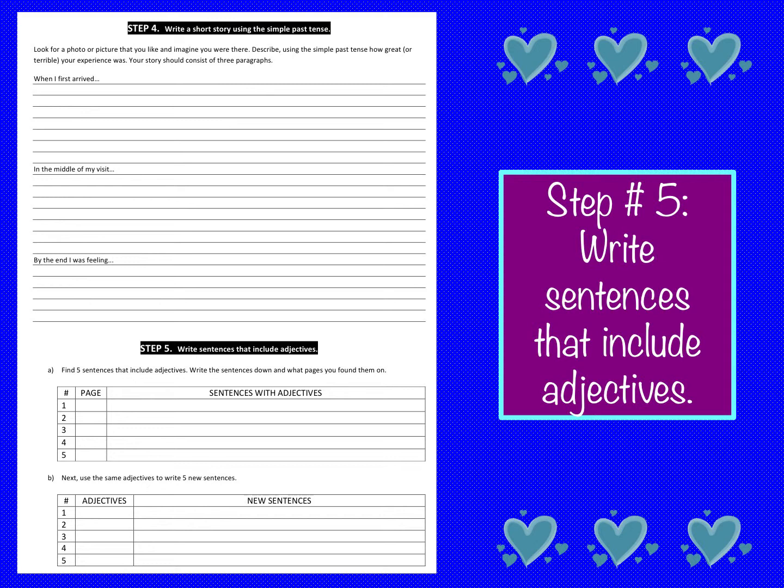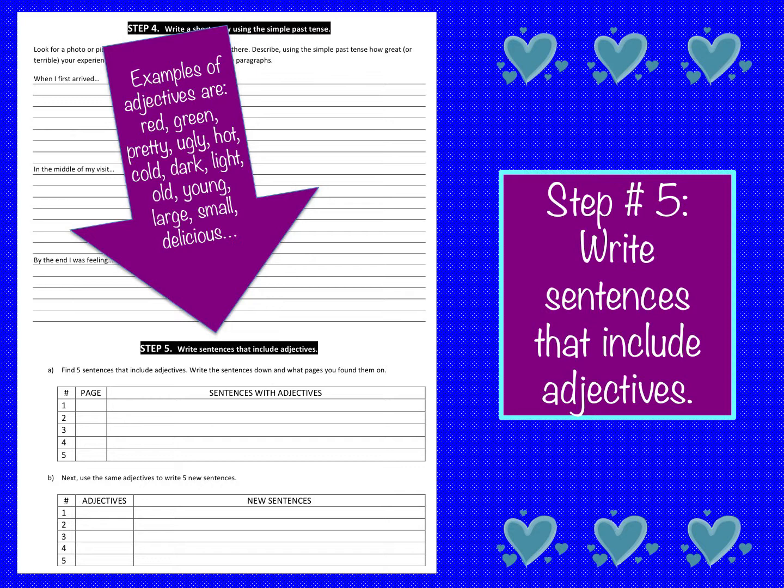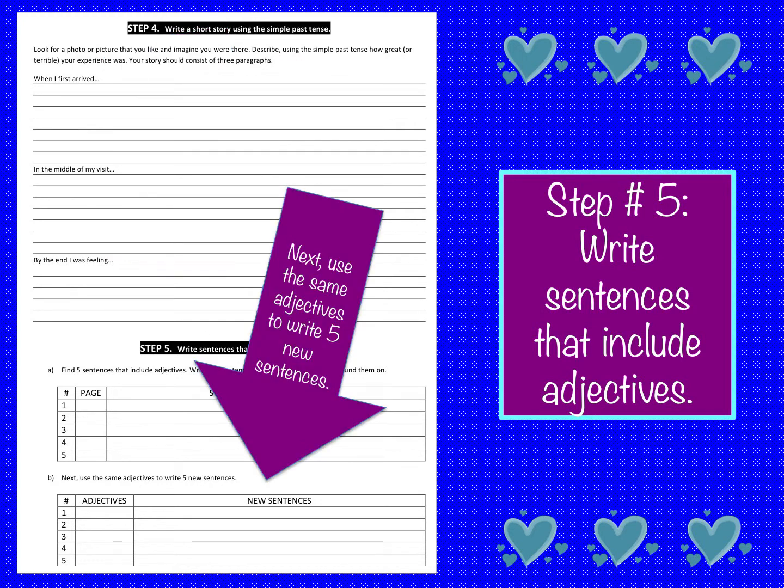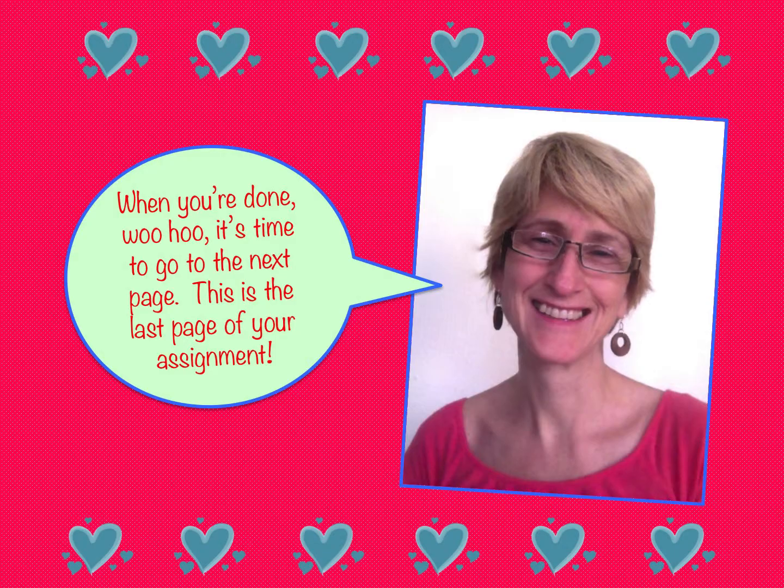Step 5. Write sentences that include adjectives. Examples of adjectives are red, green, pretty, ugly, hot, cold, dark, light, old, young, large, small, delicious. Next, use the same adjectives to write 5 new sentences. When you're done, woohoo! It's time to go to the next page. This is the last page of your assignment.